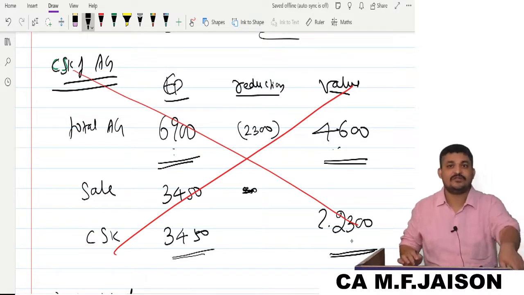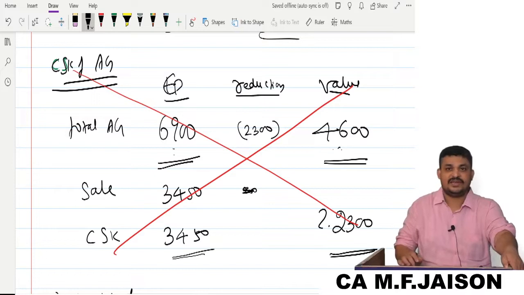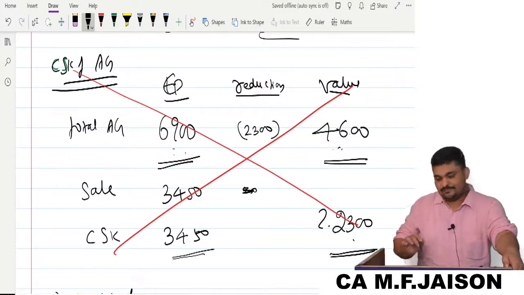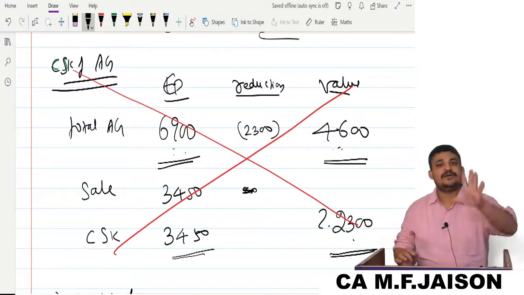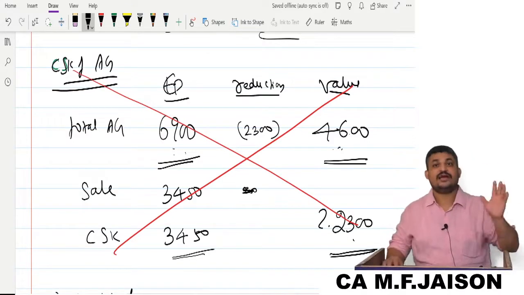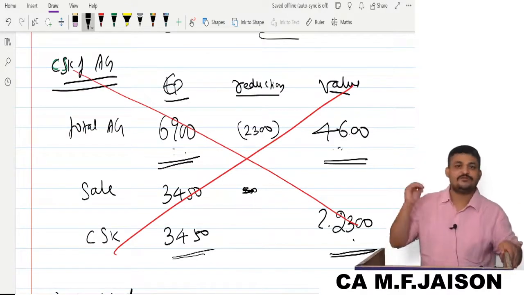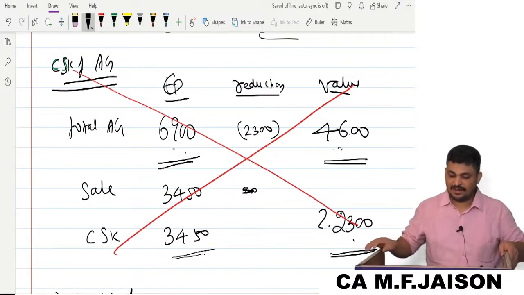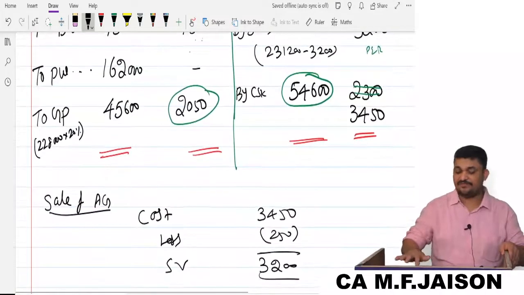How did you find out 2300? 4600 is the value of 6900. What is the value attributable to 3450? I taught you. Then why did you strike it off, sir? It is because this is the way we should calculate, but because the statement, the question I have already given, already tells that the remainder of the goods is now worth its original cost. So thereby I take directly 3450.